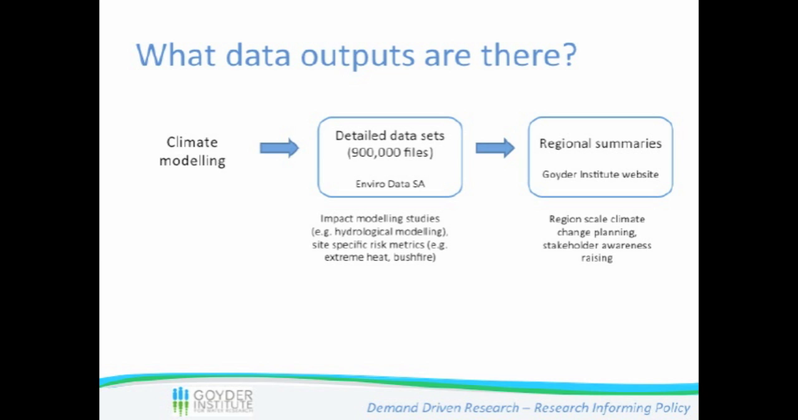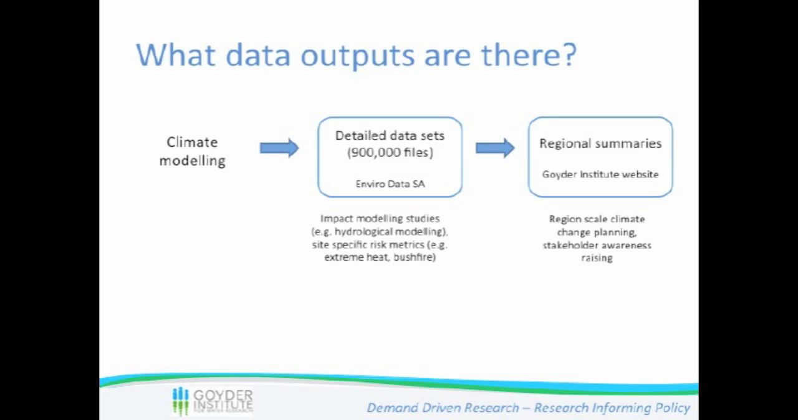There's really two that I'm going to focus on for today. One of them is around how you access these detailed data sets, and the other one will be around the regional summaries. The climate modelling has generated these detailed data sets. They're now available through EnviroData SA, and I'll talk about that in a few moments in terms of how you access that.